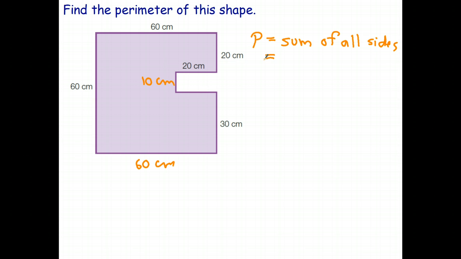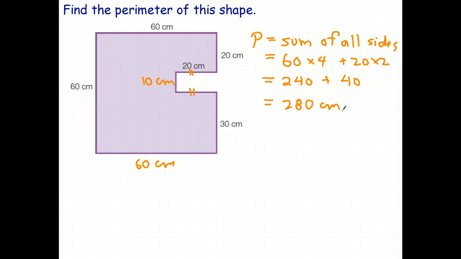Let's see, I've got 60, 60, 60. In fact, 20 plus 10 plus 30 is also 60. So I'm going to go ahead and say I've got 4 lengths of 60, including those 3. And of course, those are the same, so I have 2 lengths of 20. So plus 20 times 2. And 4 times 6 is 24, so that's 240. 2 times 20 is 40. And I can add those together, and I get 280 centimeters.